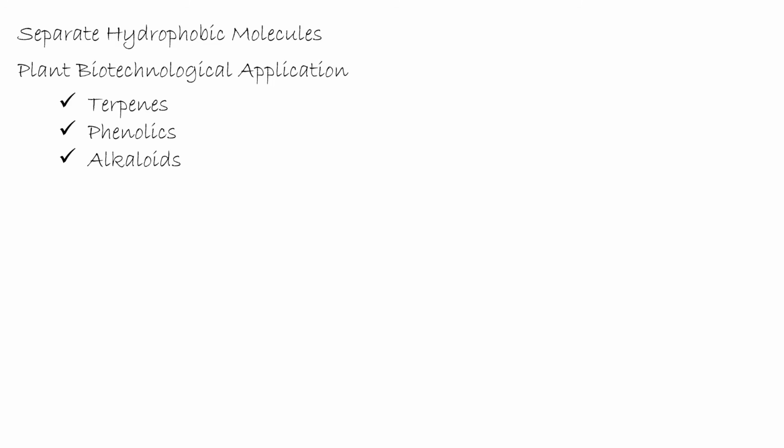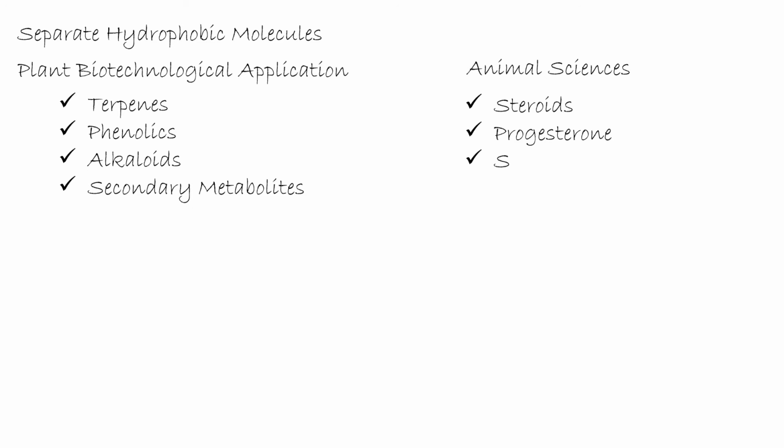If we use any of the previously discussed chromatographic techniques, we will not be able to separate these compounds, because in the case of nonpolar molecules, there is no difference in their polar property. So these compounds are unable to interact with the polar stationary phase. This can be seen in plant biotechnological applications, where there are varieties of nonpolar molecules like terpenes, phenolics, alkaloids, cholesterol, and various secondary metabolites. Or in animal sciences, like steroids, progesterone, and various steroidal hormones.